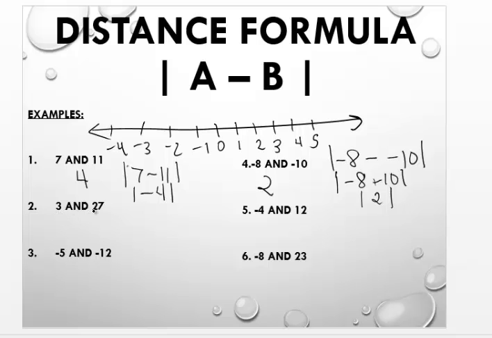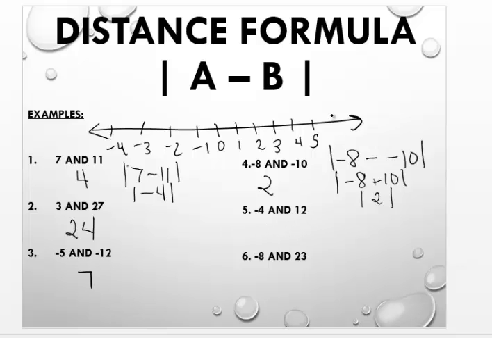The distance between 3 and 27 is 24. You can count 24 spots between 3 and 27. The same with -5 and -12. Those are on the same side here. The distance between those is 7. Again, you can use the formula every time, but I'm not even going to show that every time.